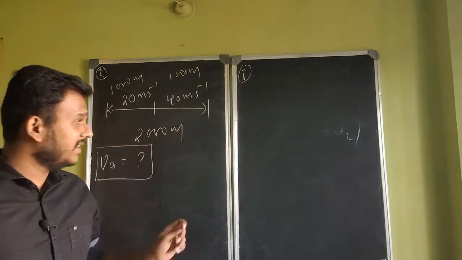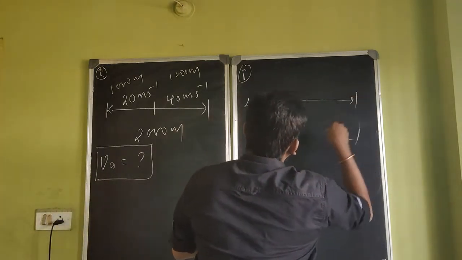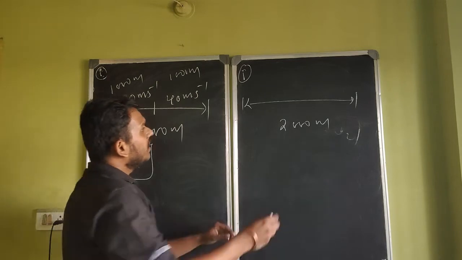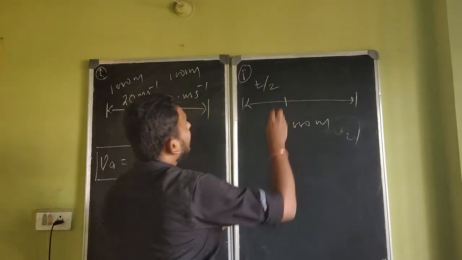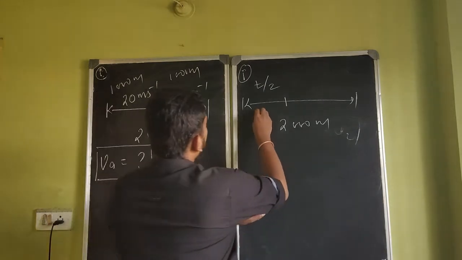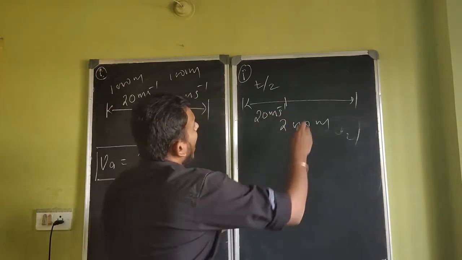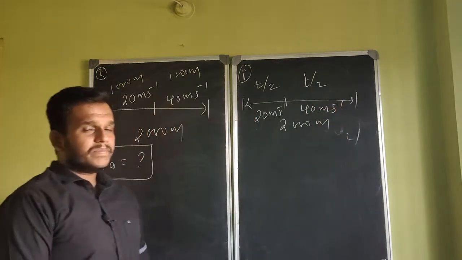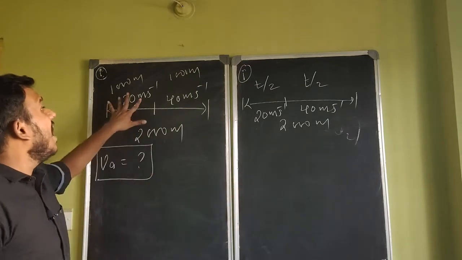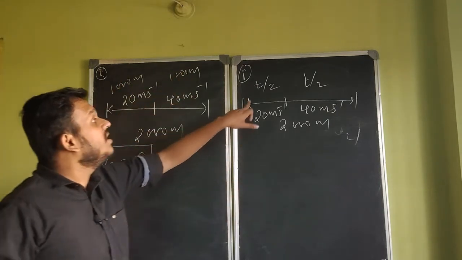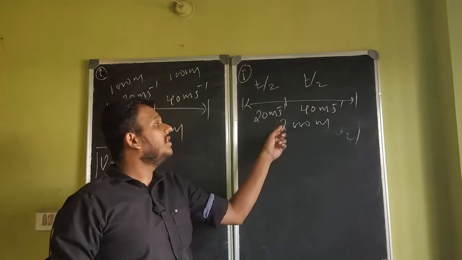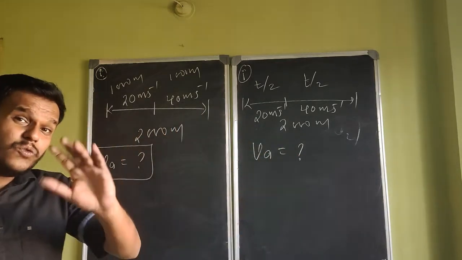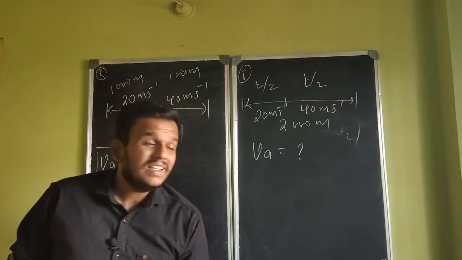Now I'll ask you the third category first question. Again the same distance, a total distance of 2000 meters. For half the time, I don't know how much that time is, but for half the time, the particle traveled with the velocity of 20 meters per second, and for the remaining half of the time, the particle traveled with the speed of 40 meters per second. Do you understand the difference between this question and this question? Here, half the journey with different velocities. Here, half of the interval with different velocities. Also, the question is to calculate average velocity in this case. Now before you answer this question, ask yourself whether the answers will be the same.